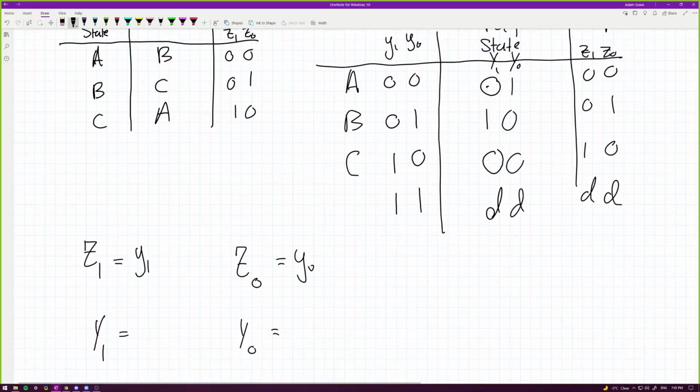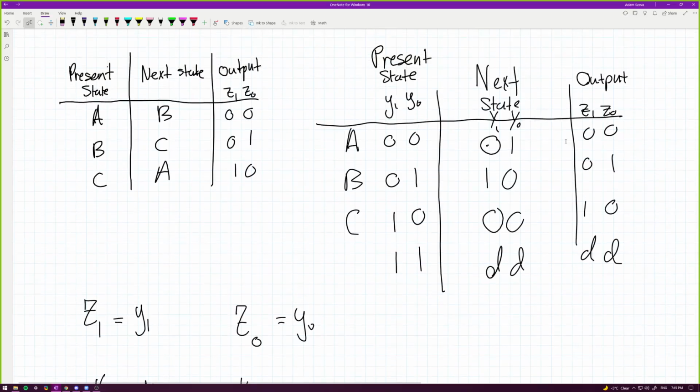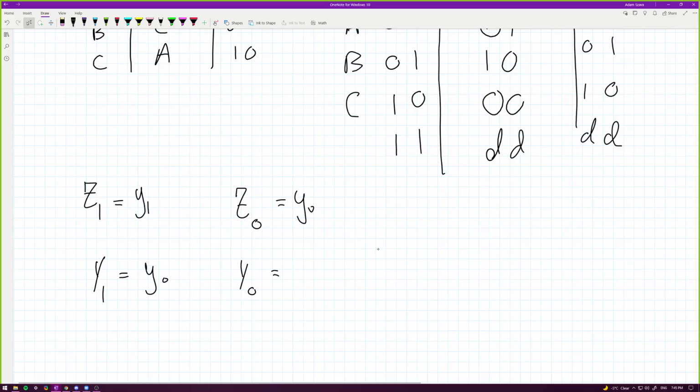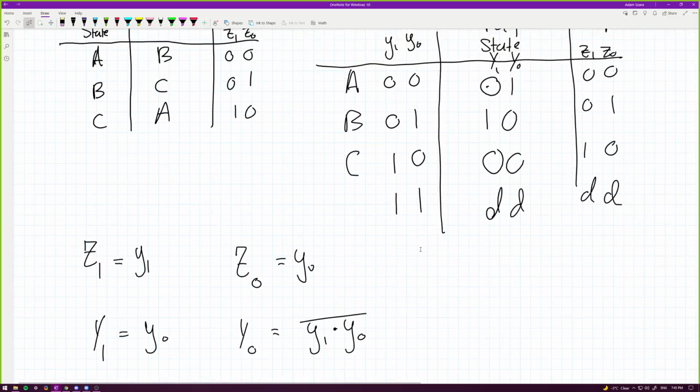So it looks like Y1 is just equal to your Y0. Now Y0 is 1, 0, 0, 0, 0, 1. It doesn't particularly match any of these. Let's see what's going on here. 0, 0 gives us a 1. 0, 1 gives us a 0. 1, 0 gives us a 0. So if any of them are 1, then it gives you a 0 as an output. That looks like a NAND to me. So it's going to be Y1 and Y0 NANDed. Could also be an XNOR, yes. That is true.